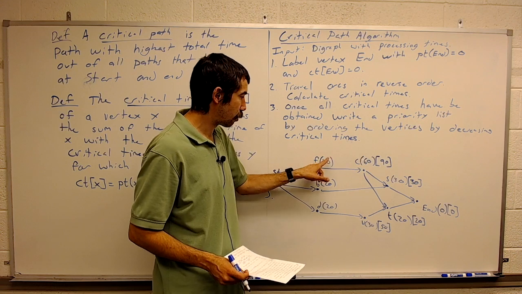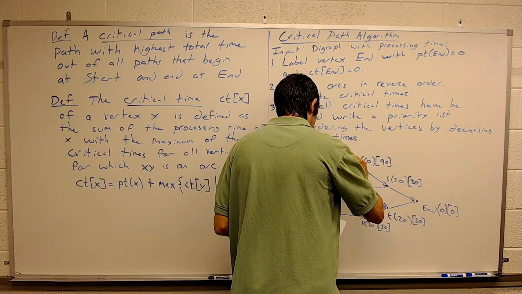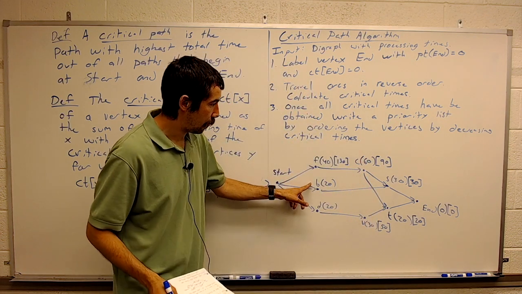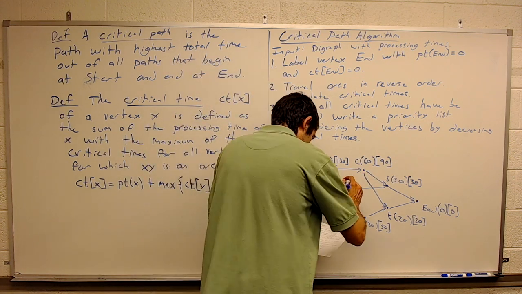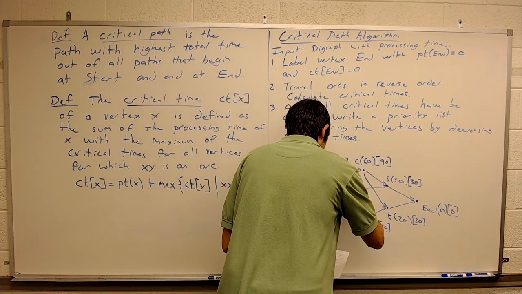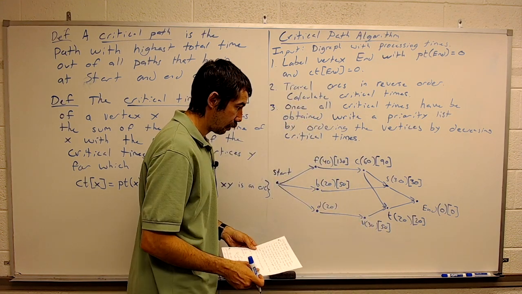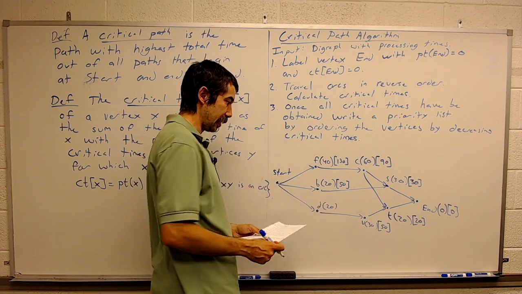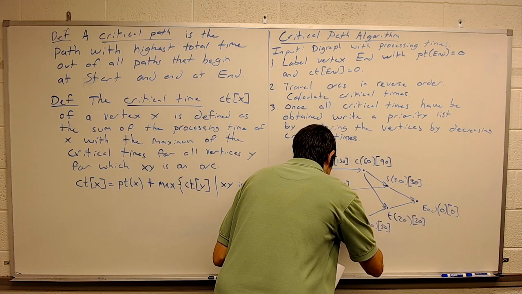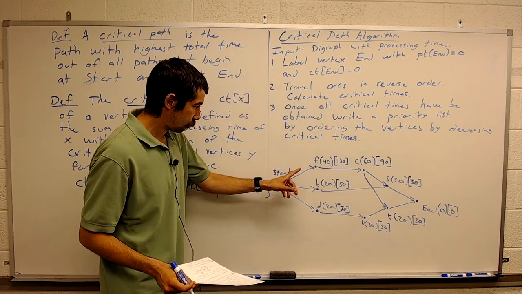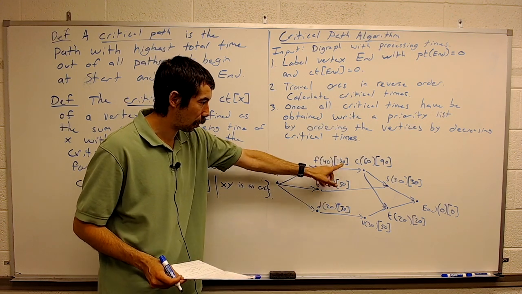F only points to C, so it's going to be 40 plus 90, 130. B points to S. 20 plus 30 is 50. D points to V. 20 plus 50 is 70. And start gets the critical time that's the biggest of all these, which is 130.